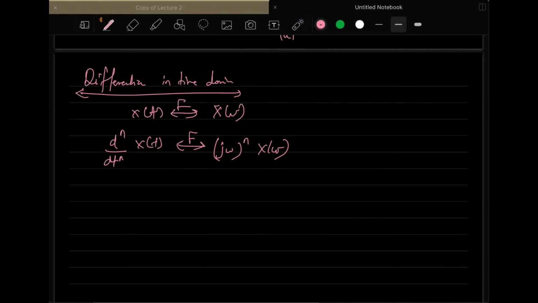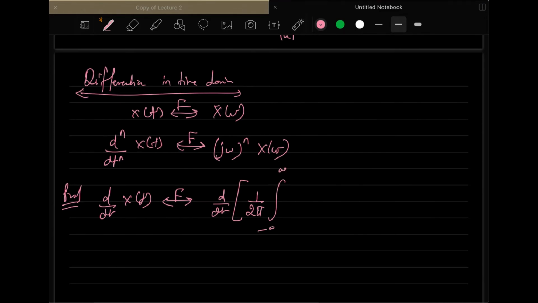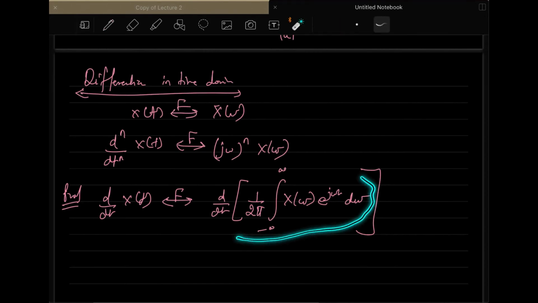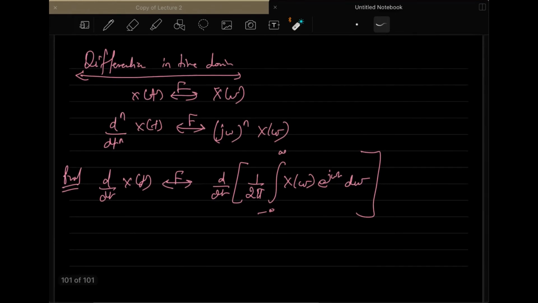If you want to prove this property, that is also very simple. Here, the Fourier transform of d by dt of x(t) is d by dt of the inverse Fourier transform of x of omega, because this will give you x(t) out. Now you can swap the integration and the differentiation terms. So what you can do is write 1 over 2 pi, then minus infinity to infinity.